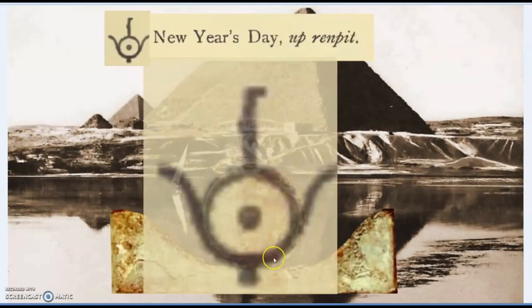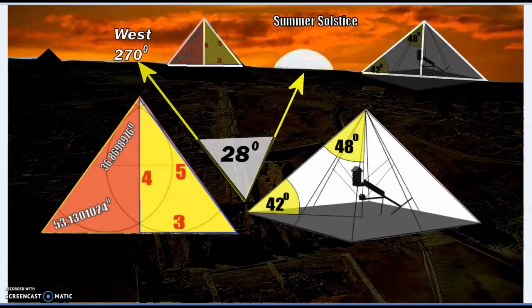Even the symbol for New Year's Day is Akhet, but it has a palm frond at the top, and that represents time.